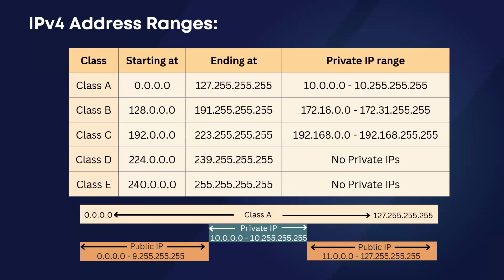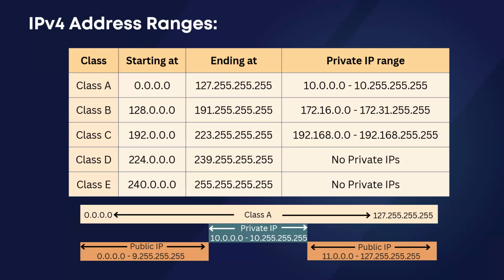Okay. So the same thing happens in class B also. Between 128 and 191, there's a small subset from 172.16.0.0 to 172.31.255.255. That is the private IP range in class B. Any IP within that range is a private IP, and any IP outside that range is a public IP. And similarly in class C as well, between 192 and 223, there's a small subset, 192.168.0.0 to 192.168.255.255. Any IP within that range is a private IP. Any IP outside that range is a public IP. And class D and class E are exceptions. There are no private IPs at all in class D and class E. All of them are public IPs.